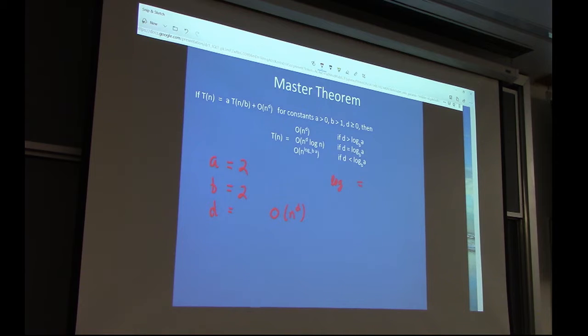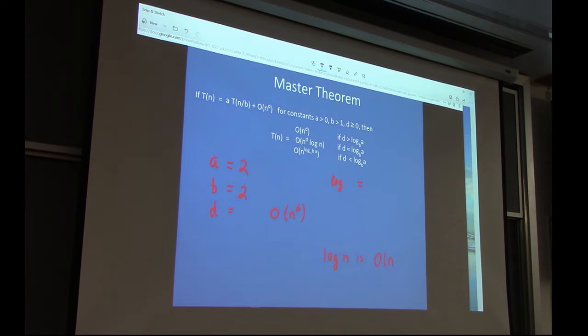Well, D can't be log of n. D has to be some number. Yeah? What I'm saying is that the amount of work that you do exclusive of the recursive call is log n. How would you do O? Well, we've got to say log n is O of n to some power.